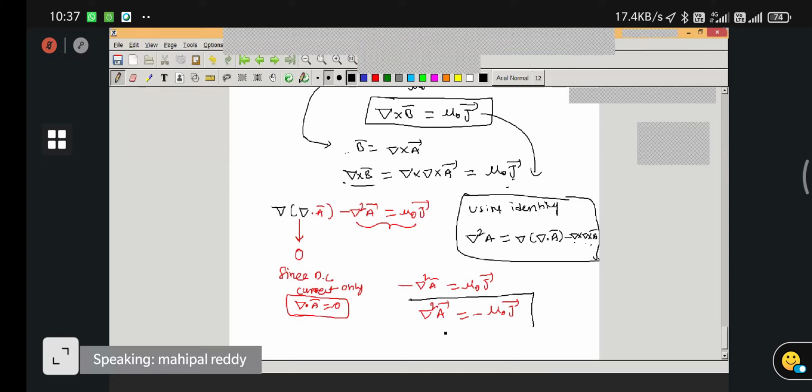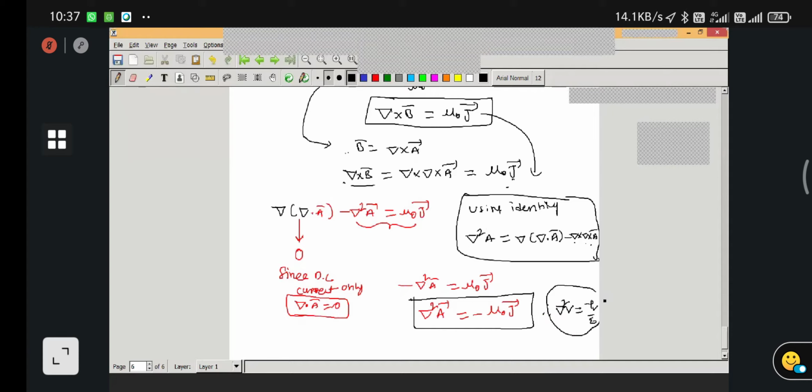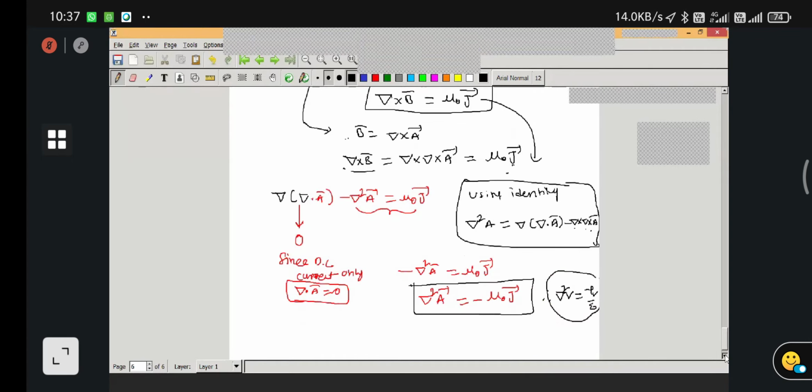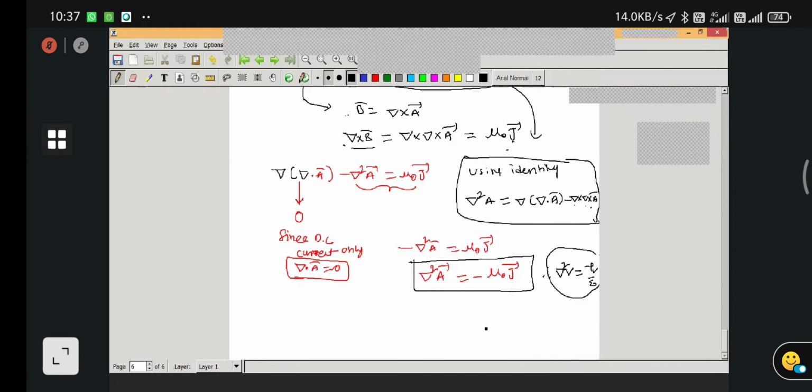Comparing with electrostatics, what is Poisson's equation there? Del square V equals minus rho V by epsilon. This is the electrostatic Poisson's equation, and this is the magnetostatic vector Poisson's equation. This was very important in the 2 marks question in the last 2 years. Don't confuse magnetostatics and electrostatics.